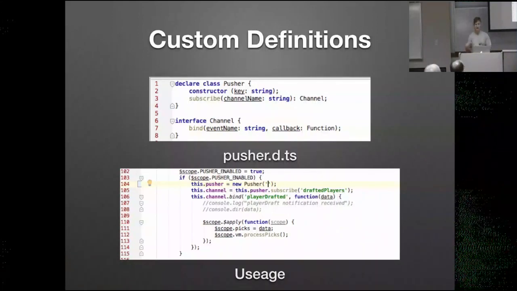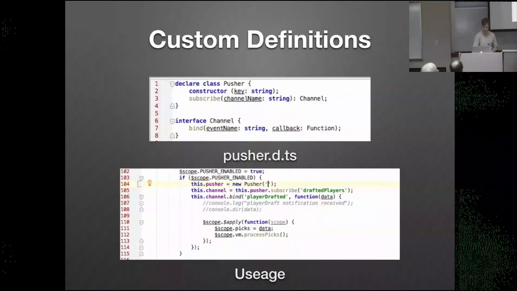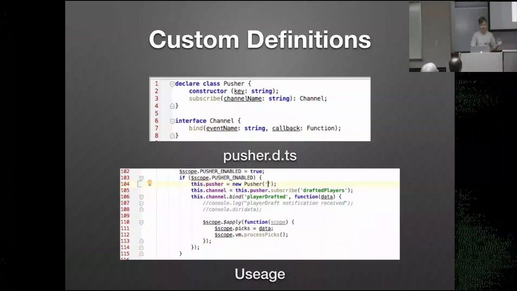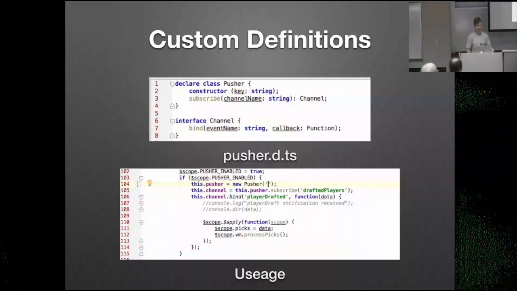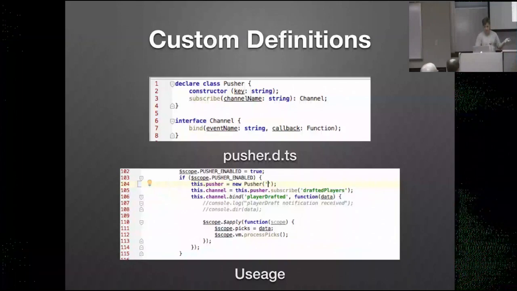So I created a pusher.d.ts file. The .d just stands for that it's a definition file. So you're not going to have any actual code statements in there. You're just going to have code that describes the interface, the methods, the classes that are involved with the library. And so in my case, I had two classes that I was using, the pusher class and the channel class. And so for the pusher class, I identified that it has a constructor that takes a key. The key is something that's unique to your account with Pusher. And then has a subscribe method that takes in a channel name string and returns a channel.